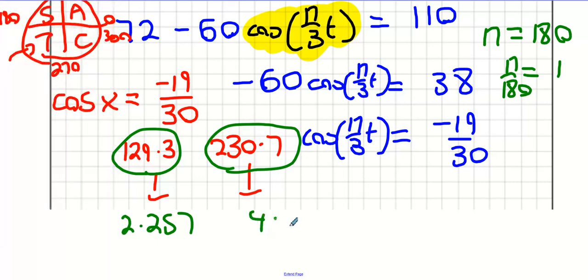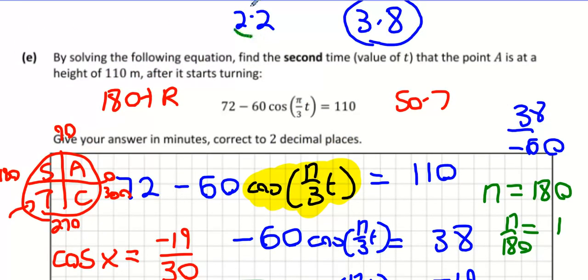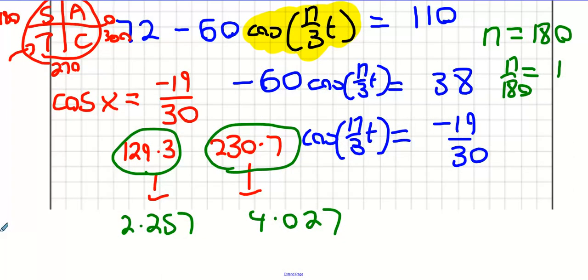4.027. Now, here's my issue. I thought we cleared it earlier that the answer is meant to be 2.2-ish and 3.8. Interesting. 2.2-ish and 3.8-ish. Maybe I just drew it wrong.